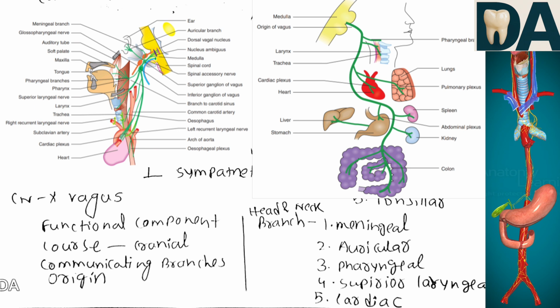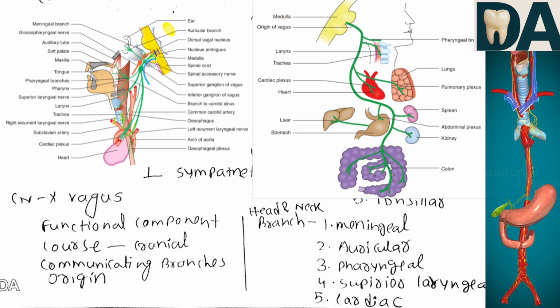Functional components of the vagus nerve. First one is branchial efferent fibers for movement of the muscles of the palate, pharynx and larynx. Second, GVE fibers for motor and secretomotor function to the bronchial tree and gut. Third, general visceral afferent fibers for sensation from the viscera. Fourth, special visceral afferent fibers for taste from the posterior most region of the tongue and epiglottis. GSA fibers for sensation from the skin of the external ear.